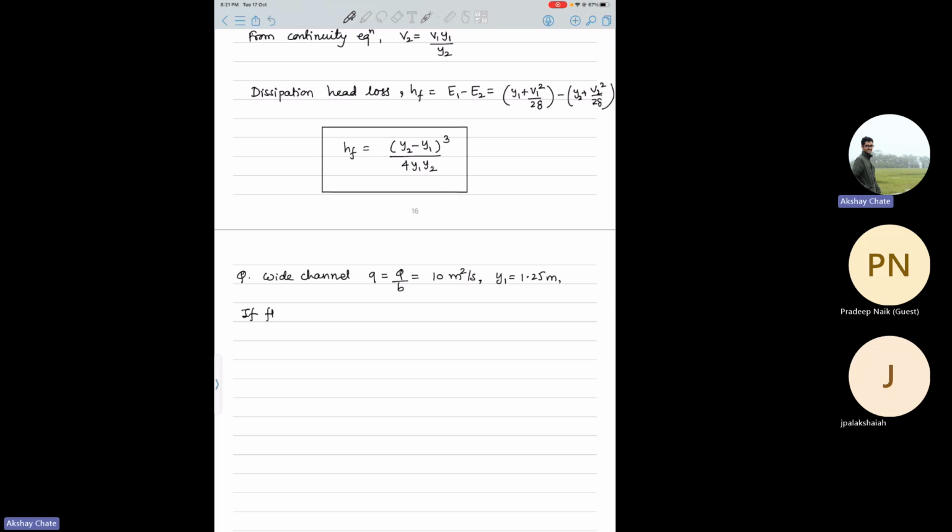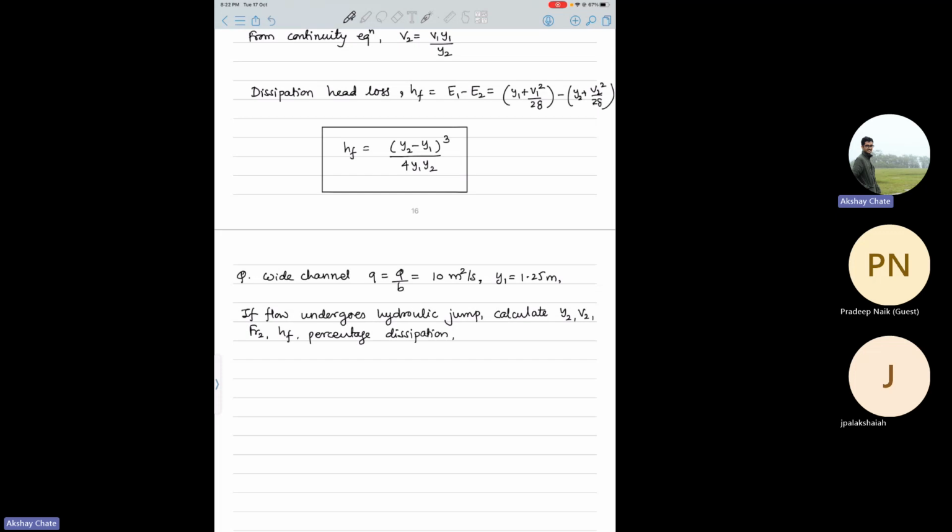If the flow undergoes a hydraulic jump, calculate, I mean, there are a lot of things, okay, I can write them. Calculate y2, which is the depth downstream, the downstream velocity, the Froude number downstream, frictional head loss, and then the percentage dissipation.